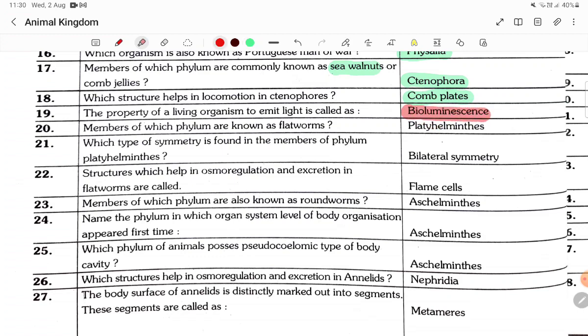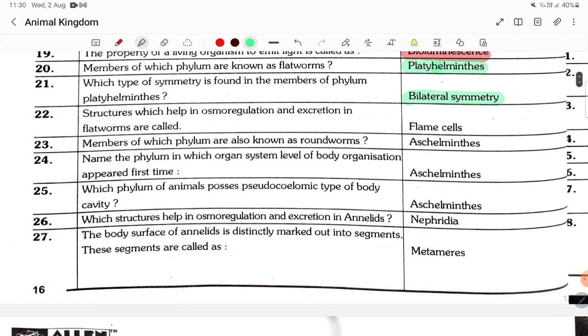Coming on question number 20, members of which phylum are known as flatworms? So Platyhelminthes. Question number 21, which type of symmetry is found in the members of phylum Platyhelminthes? So bilateral symmetry is found in phylum Platyhelminthes. Question number 22 is, structures which help in osmoregulation and excretion in flatworms are called flame cells.